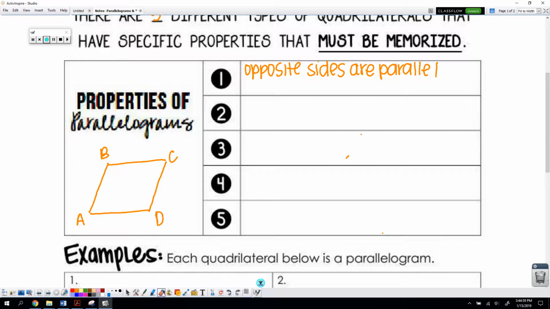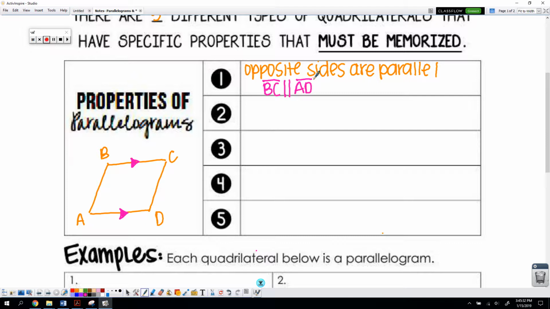Now when it says opposite sides, it means the ones directly across from each other. So in our picture we have BC and AD being parallel. What we do for those is we put little triangles on there, or you can put arrows. So the way to write that is BC is parallel to AD. Don't forget that the 2 vertical lines just mean parallel.